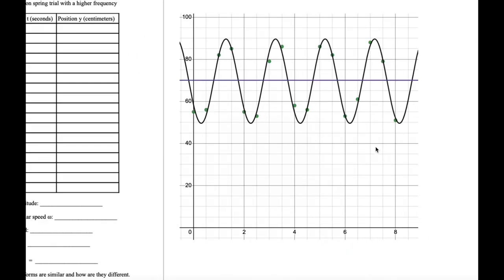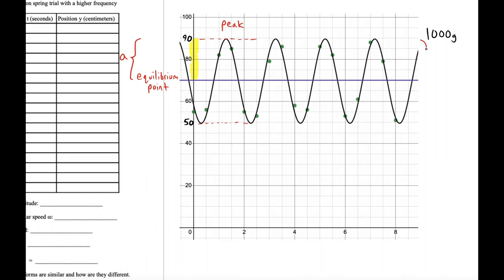Okay, so I've got my graph of my motion here. This was the 1,000 gram mass. So the way we measure the amplitude of the function is we want to see what is the difference between the peak and the equilibrium point. All right, so if we just get this distance here, that distance is known as the amplitude, A.